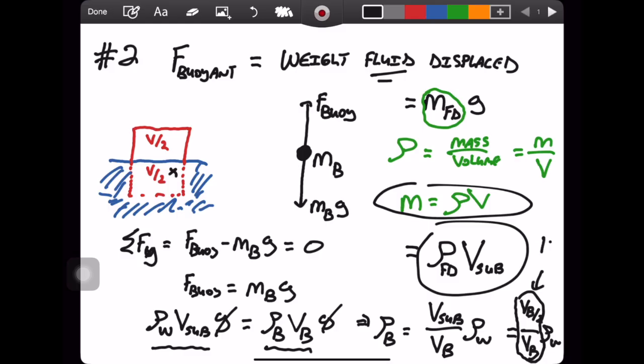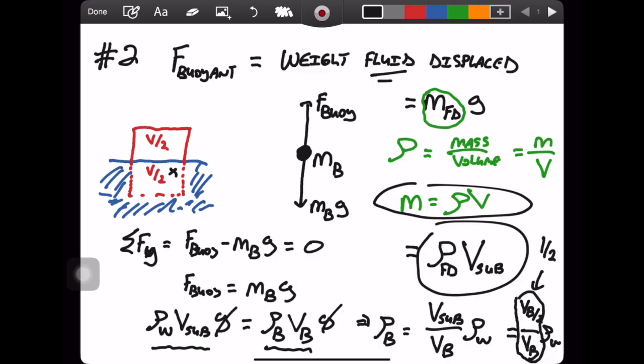will be 1/2, which is to say that if half of the block is submerged in the water, precisely half of its volume is submerged in the water, then its density is precisely half of water. Turns out if, say, 1/3 of the volume of the block is submerged in water, with that same mathematical formulation, you'd find that the density of the block would be 1/3 of the density of water.